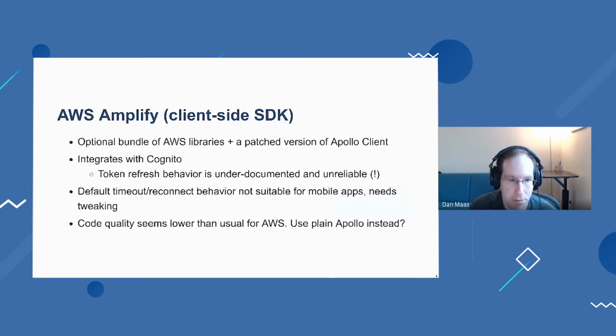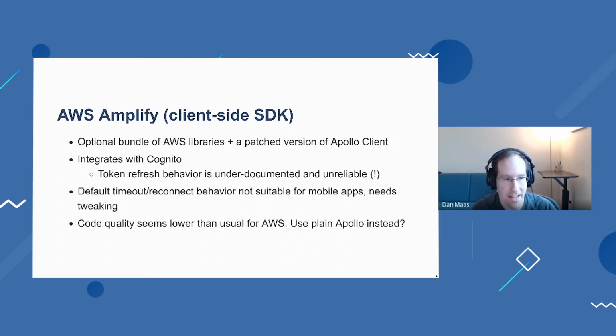I also want to talk briefly, this is the last slide on the client side, about AWS Amplify. AWS bundles together many of their libraries together with a patched or hacked version of Apollo client and calls it Amplify, and they have all this documentation about how Amplify makes it easy to write mobile apps that use GraphQL. So I do use this on the client, but I'm not very happy with it.